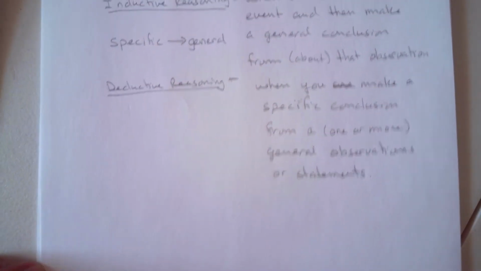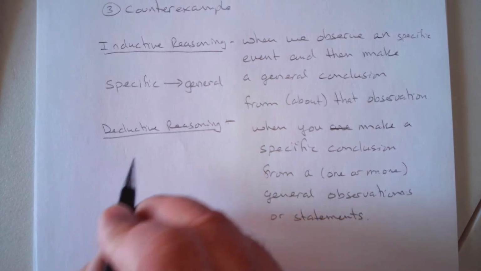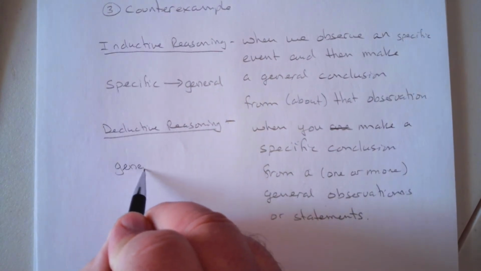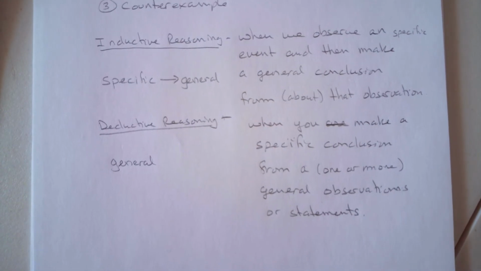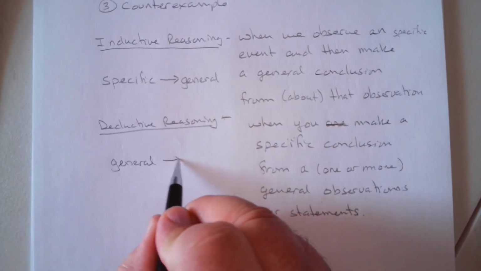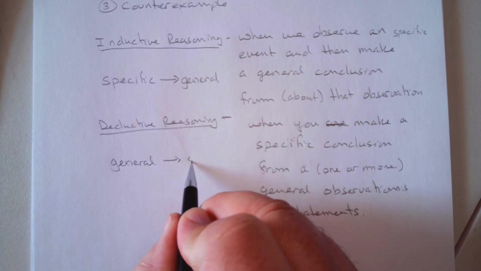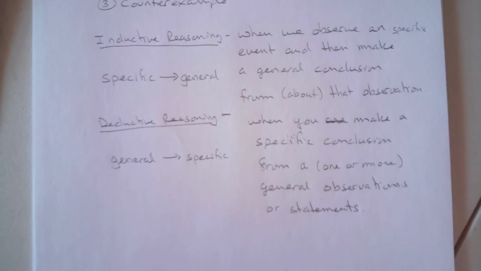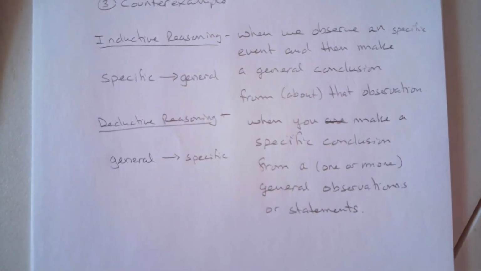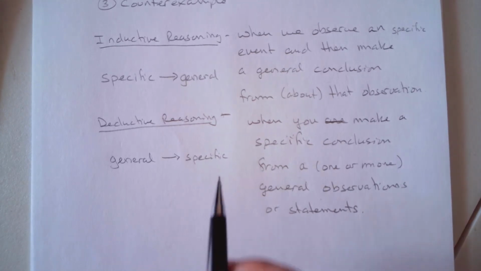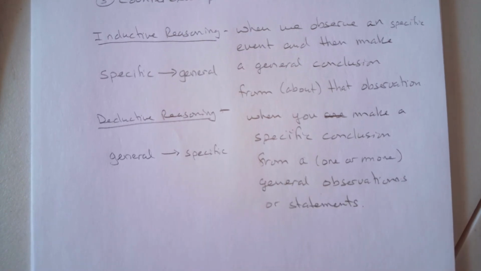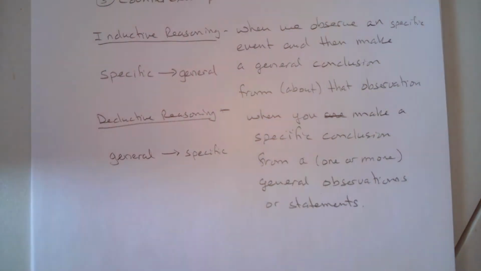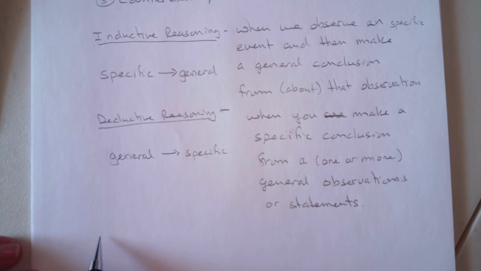And then deductive reasoning is just the opposite. We begin with a general observation or a general statement of something, and from there we make a specific conclusion. That is pretty much done like lawyers in law school. You're given the general, you're given all these events that you observe, statements that people made, and then from there you conclude with a specific conclusion.